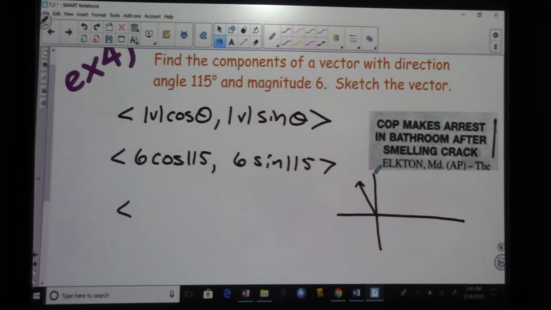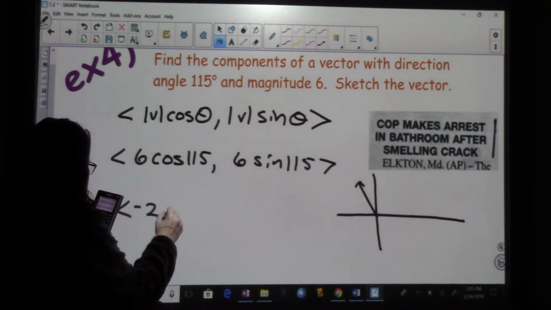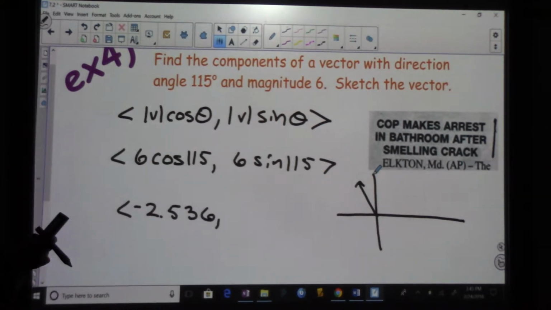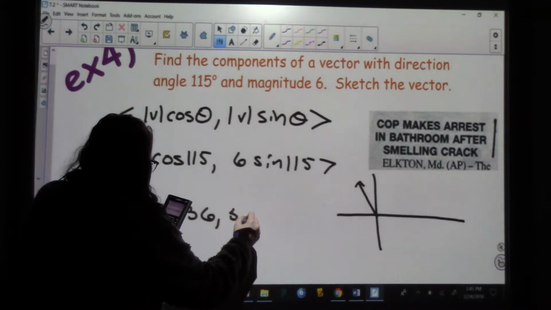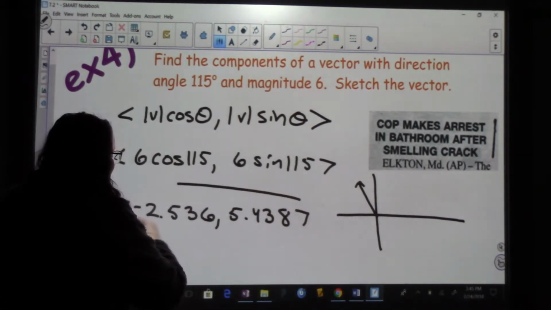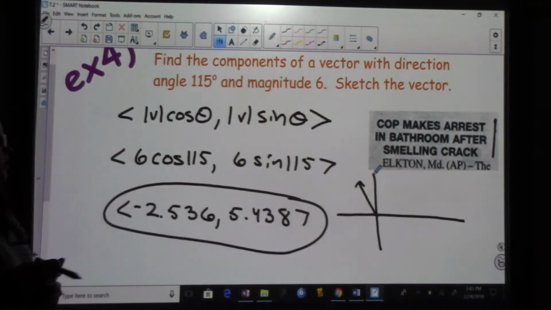So I just type in 6 cosine 115. I want 3 decimal places. Negative 2.536. Then I have 6 sine 115, so I have 5.438. And it's that simple of a question. No tricks. Just plug in your magnitude, plug in your angle, use your calculator. But watch your mode.